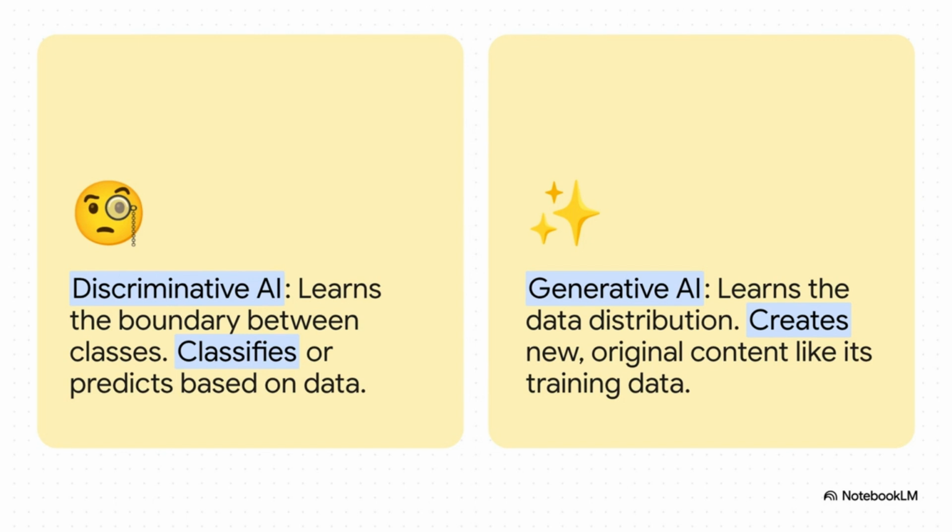With all this data, AI can take 2 main paths. The first is discriminative AI, which is kind of like a detective. It looks at the evidence and makes a decision, like classifying an email as spam. But then you have generative AI. This is more like an artist. It studies a million different paintings and then creates a brand new masterpiece of its own. Something completely new, but in a style you'd recognize.